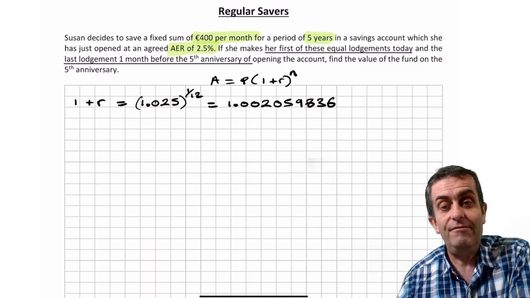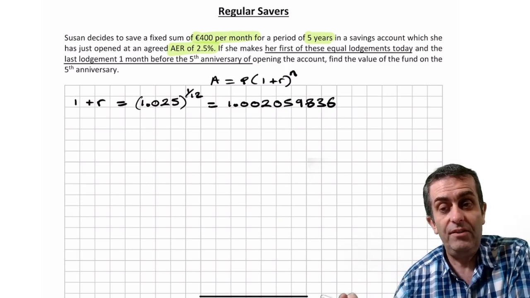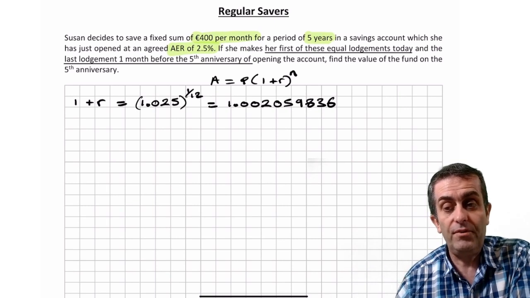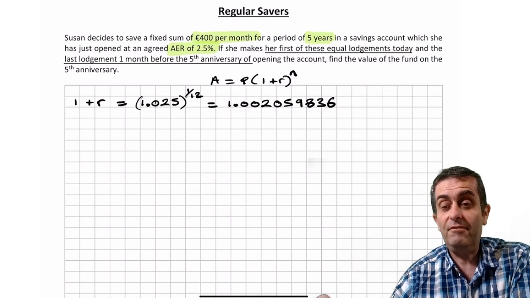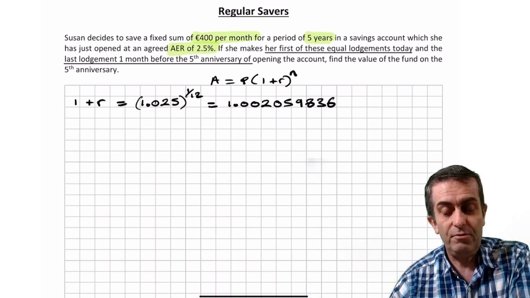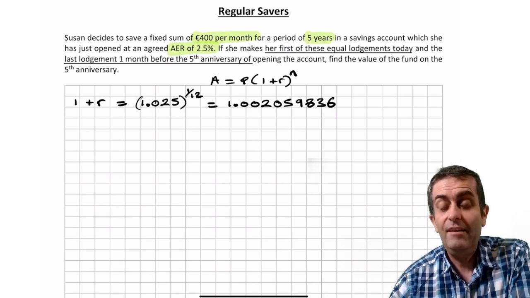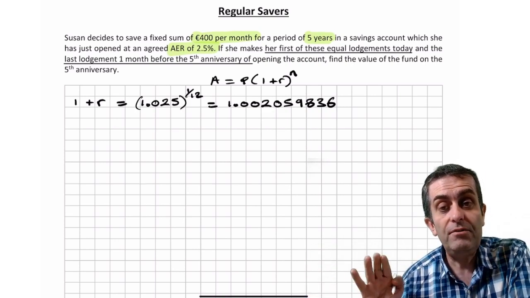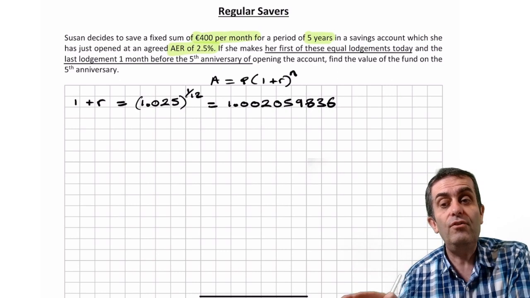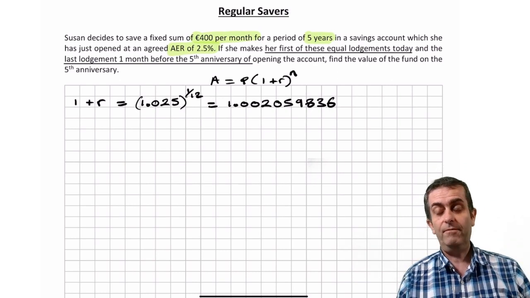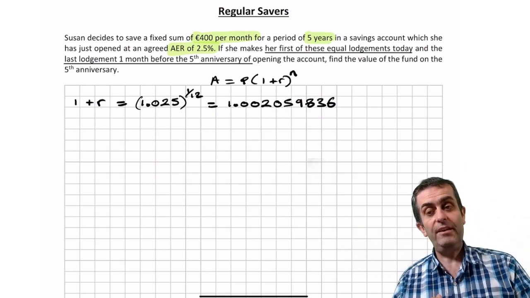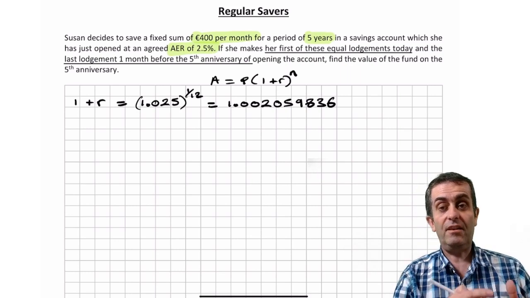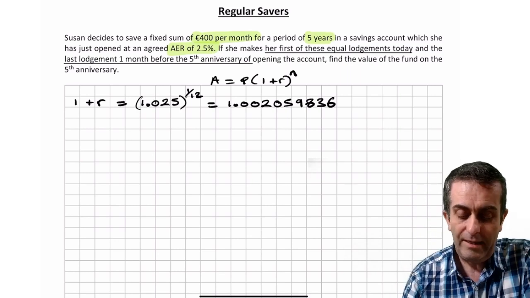A very simple way of thinking about financial maths is this. If you feel that the value of a fund should be increasing, you multiply by 1 plus R to the power of the amount of time. So like a savings account or an investment account, you would like that fund to increase, so you would multiply. For a loan account or a mortgage account, you would like the amount to be decreasing over time, so you would divide. So for a savings account, you multiply; for a loan or mortgage, you divide. So let's see what happens.